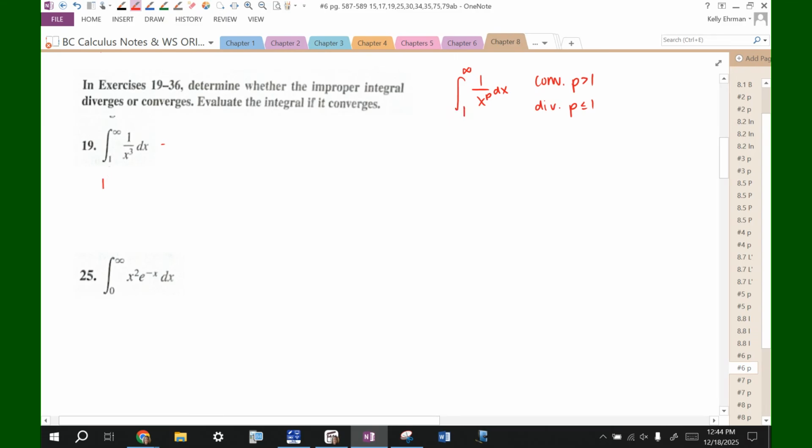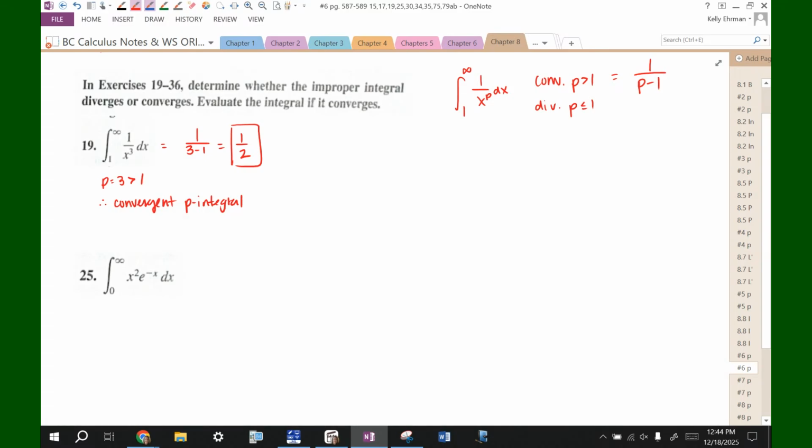So this is a p integral. P equals 3, which is greater than 1. So that means that this converges. I'm going to call it a convergent p integral. And what does it converge to? It converges to 1 over p minus 1 in general. So this is going to converge to 1 over 3 minus 1. So this converges to 1/2.